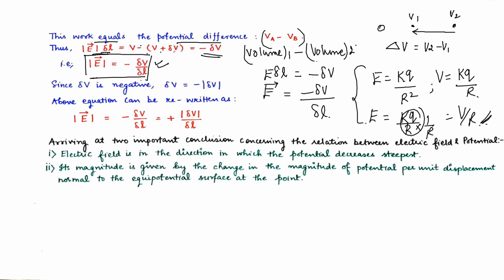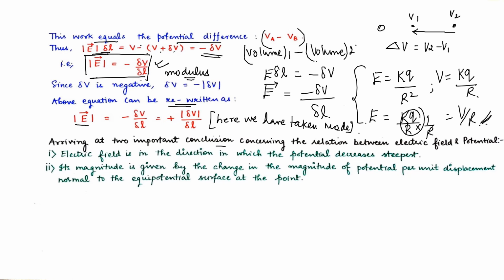Okay. Now since del V is negative, we will introduce modulus. This modulus will help us to retrieve the negative sign from the given equation. Now the above equation can be rewritten as E equals to minus del V by del L equals to plus of del V by del L. Here we have taken mod.